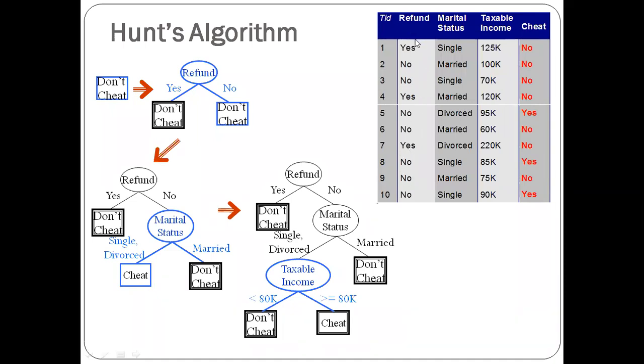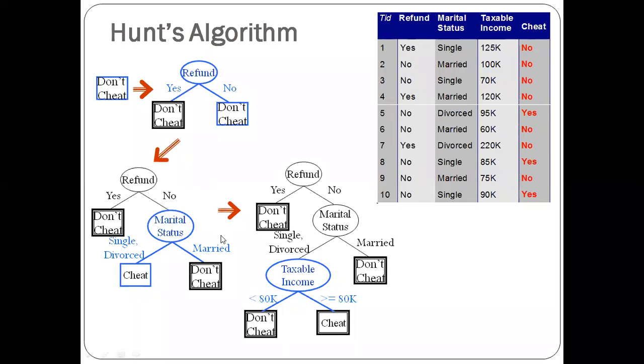If you see here, for the people who have done the refund, the class label is no. If you observe, the majority of the records that have refund as yes have the cheat class label as no. Here also yes and class label is no, and here yes and class label is no. So we have created a leaf node by traversing this test condition, refund: for those who have done the refund, we have considered the class label as don't cheat. Again, we need to refine this by considering the subsequent test conditions of the attributes. The next test condition that we have chosen is marital status.